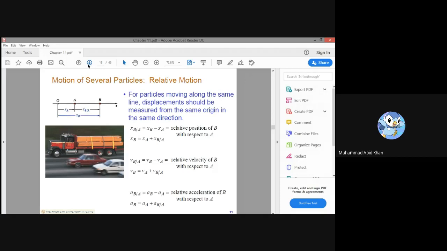Motion of several particles, that is, for particles moving along the same line, displacement should be measured from the same origin in the same direction. Please don't forget that here is a point. Relative position of B with respect to A. The equation is here, relative velocity of B with respect to A in the second, relative acceleration of B with respect to A in the third equation.